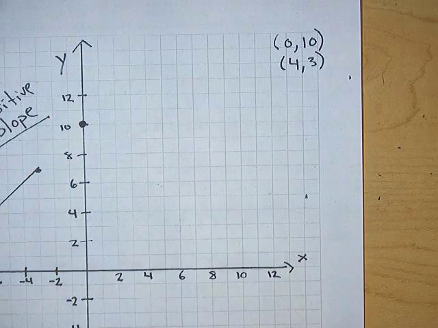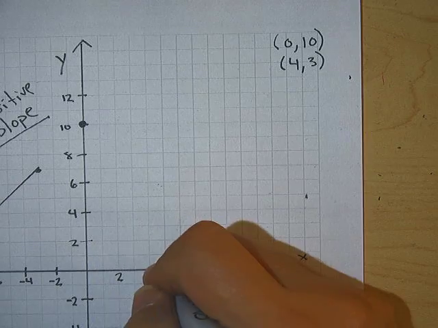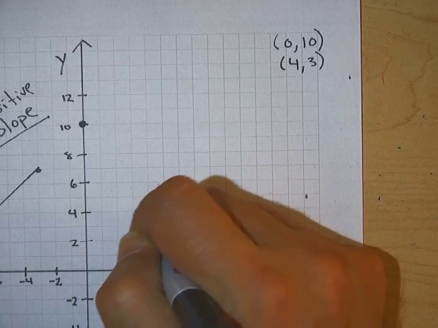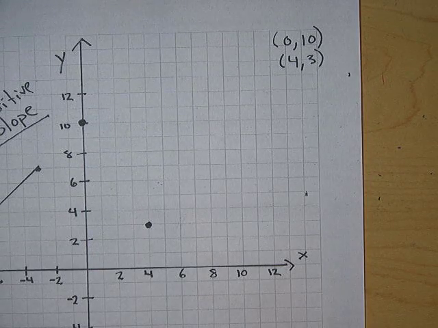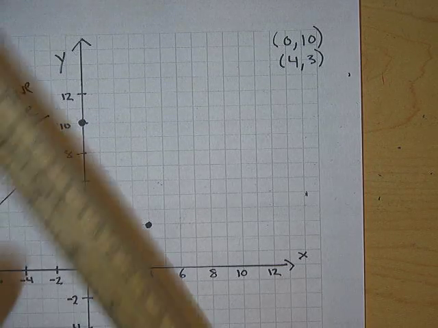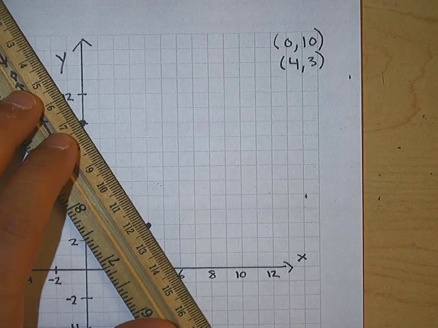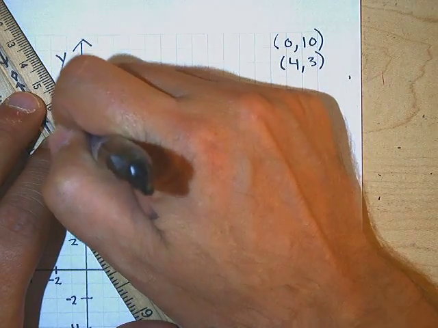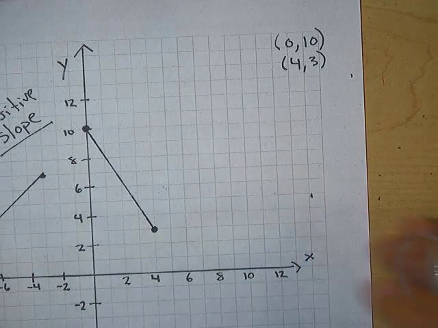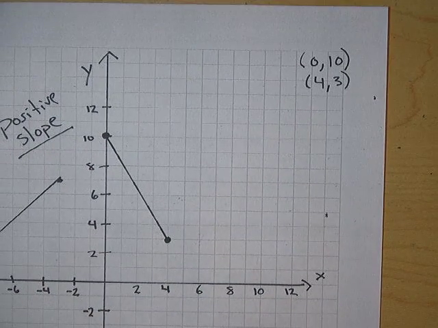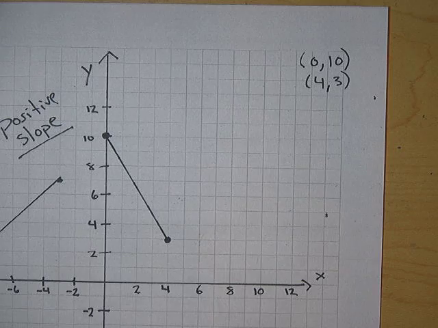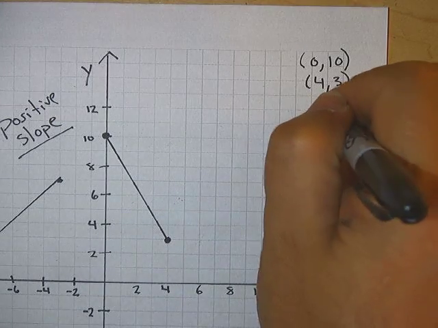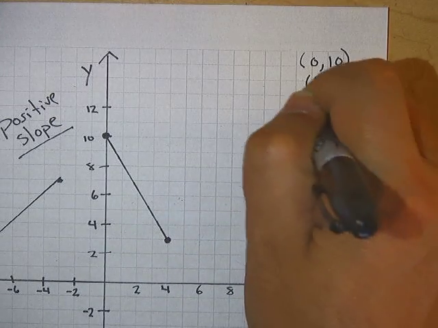Okay? Those 2 right there, (0, 10) and (4, 3). Let's do the exact same thing we did before. Let's plot those 2 points. (0, 10) is right here. (4, 3) is right here. Okay? So we've got our 2 points there. Can you connect those with a straight line using your ruler? And there is our line.